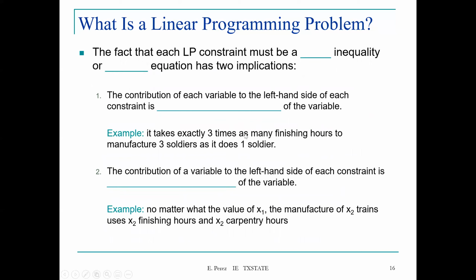The fact that each LP constraint must be a linear inequality or linear equation has two implications. One, the contribution of each variable to the left-hand side of each constraint is proportional to the value of the variable. For example, it takes exactly 3 times as many finishing hours to manufacture 3 soldiers as it does 1 soldier. Number two, the contribution of a variable to the left-hand side of each constraint is independent of the values of the other variables. For example, no matter what the value of X1, the manufacture of X2 trains uses X2 finishing hours and X2 carpentry hours.